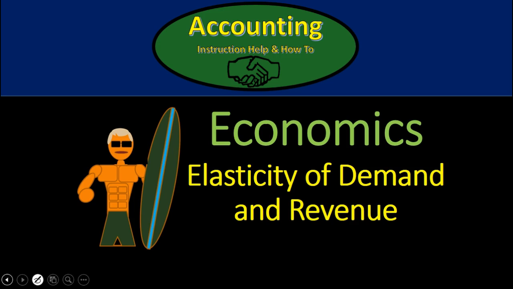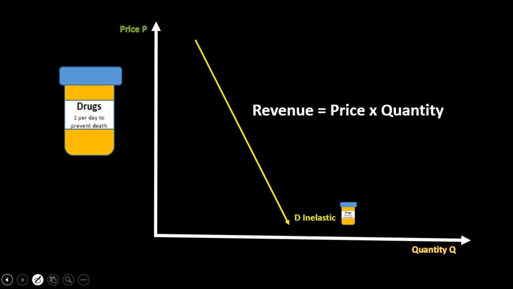Hello, in this lecture we're going to talk about elasticity of demand as it relates to revenue and the revenue equation. In prior lectures we have talked about what elasticity is in terms of a relationship between the price and the quantity, meaning if there's a change in price, what will then be the change in quantity? We know it will go down in terms of a downward sloping demand curve, but the question is how much will it go down by?